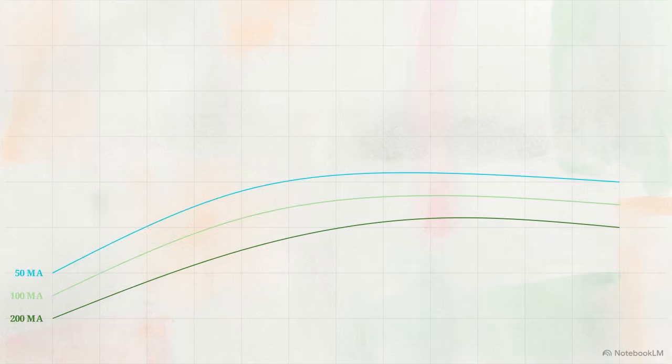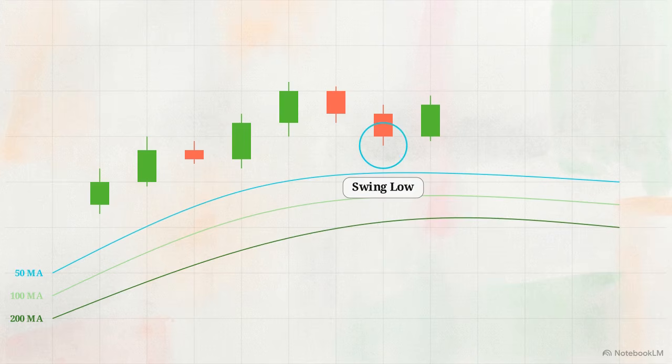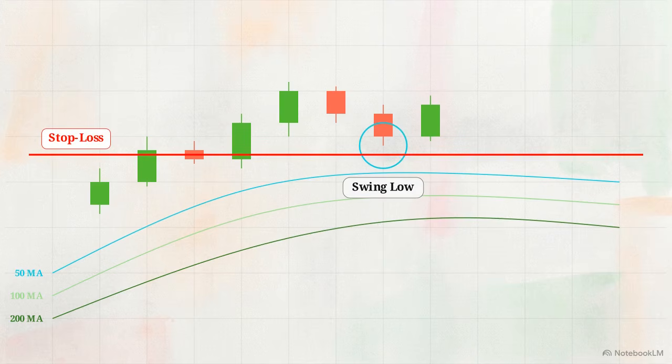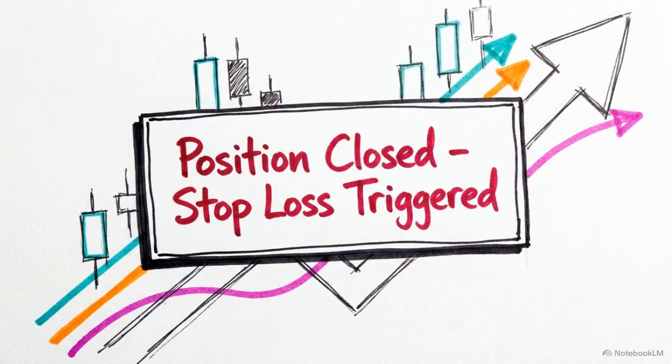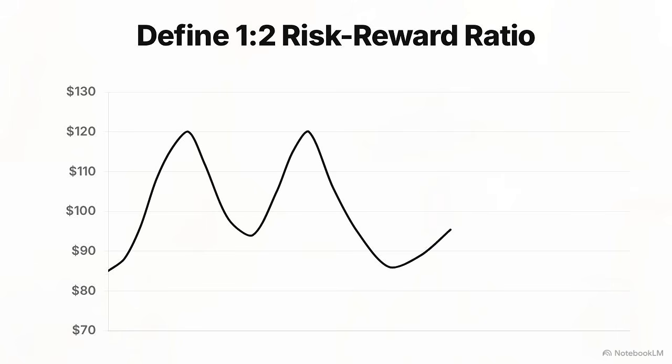This chart shows exactly where your stop loss goes. It is positioned right below the lowest point, the recent swing low of the pullback you just traded. The logic is simple. If the price breaks below that specific line, our upward trend thesis is technically invalid, and the system automatically exits the trade to prevent further damage. Next, we establish the profit target.